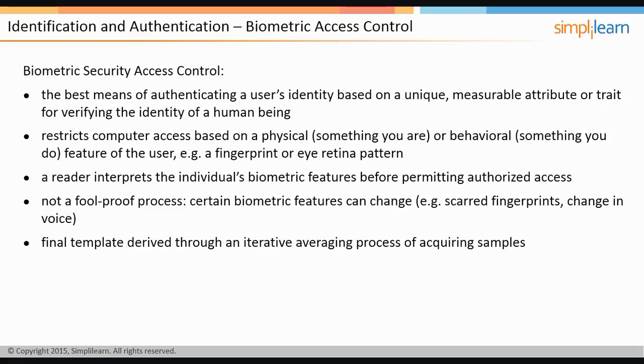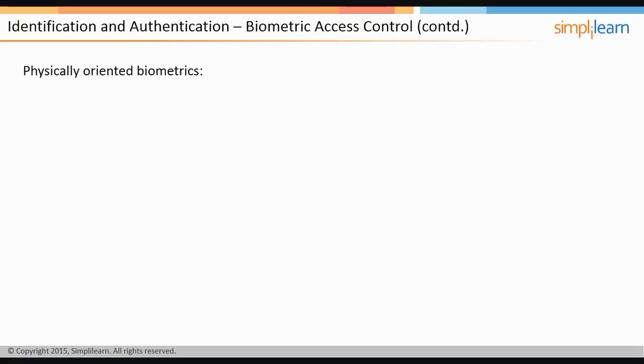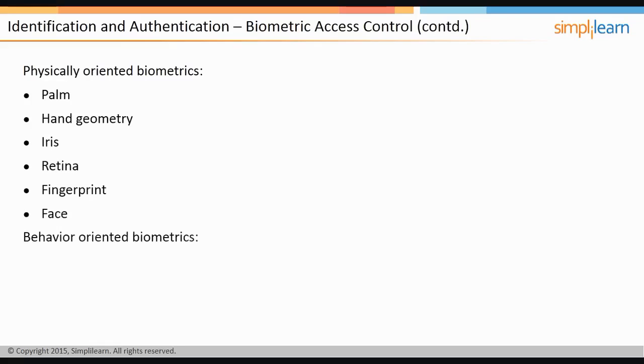Biometric access control continued. Physically oriented biometrics are palm, hand geometry, iris, retina, fingerprint, face. Behavior-oriented biometrics can be signature recognition and voice recognition. In the next few screens, we will discuss identification and authentication, single sign-on, SSO.